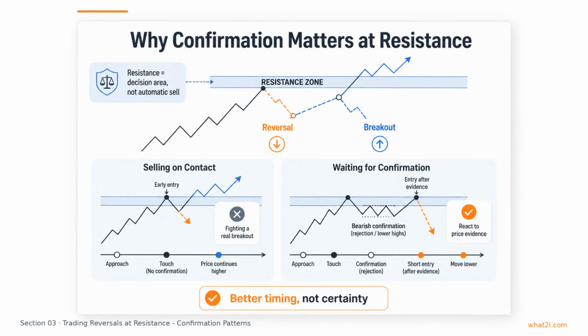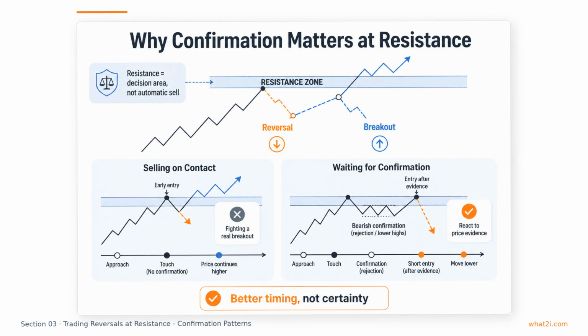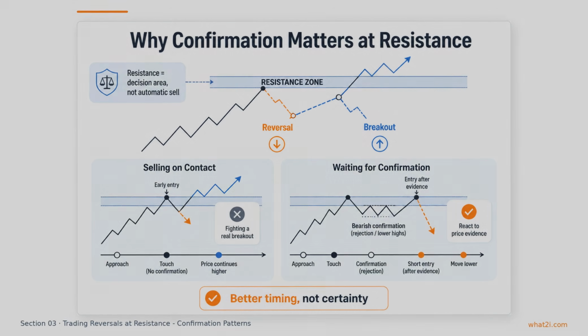Support bounces focus on buyers defending a floor, while reversal trades at resistance focus on sellers defending a ceiling. The challenge is that when price reaches resistance, you do not know in advance whether the level will hold or break. A strong move into resistance can become a breakout just as easily as a reversal. That is why confirmation matters so much. Selling simply because price touched resistance can leave you fighting genuine strength. A better approach is to wait for price evidence that sellers are actually taking control.